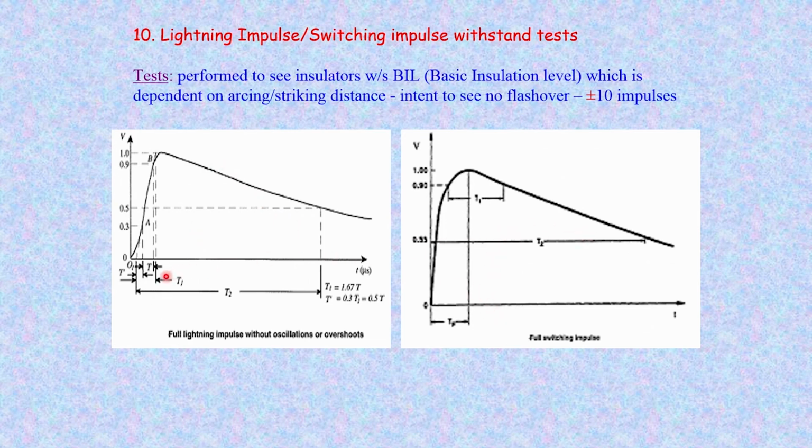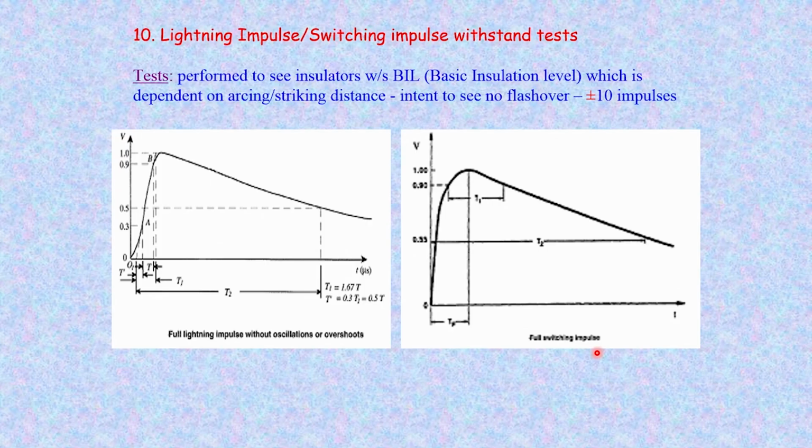I will repeat here: the lightning impulse is 1.2 by 50 microseconds, that is, the front time is 1.2 microseconds and the tail time is 50 microseconds. For switching, the front time is 250 microseconds and the tail time is 2500 microseconds. Lightning impulses or surges simulate natural lightning, and switching impulses or surges simulate conditions like closing or opening of the circuit breaker, or the switching actions which normally happen in the power system network.